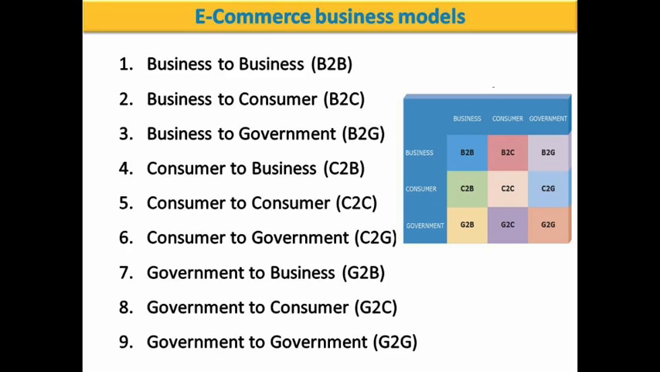There are 9 business models available in e-commerce. They are business to business, business to consumer, business to government, consumer to business, consumer to consumer, consumer to government, government to business, government to consumer, and government to government e-commerce business model. Each model is different in its transaction and communication. This is one of the important concepts which may be asked as a 5-mark question.